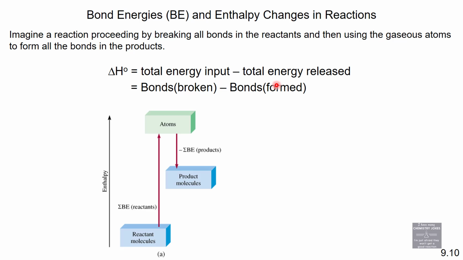But we draw enthalpy plots the exact same as we did previously. You go from reactants up to broken down atoms. That's an endothermic transition. Then you go from atoms to products. That's an exothermic transition. And because the chart is this shape, this specific reaction is endothermic overall because your products have less enthalpy than your reactants.